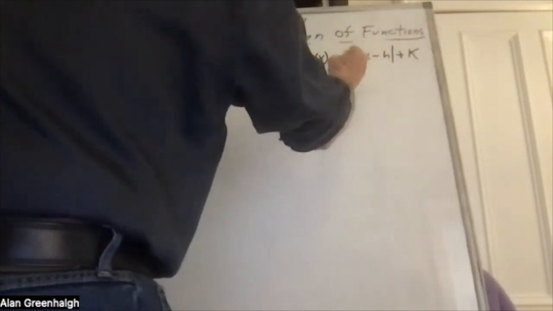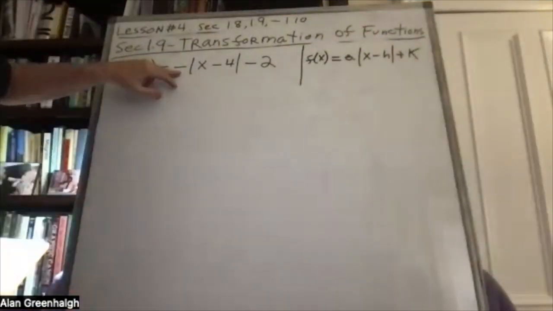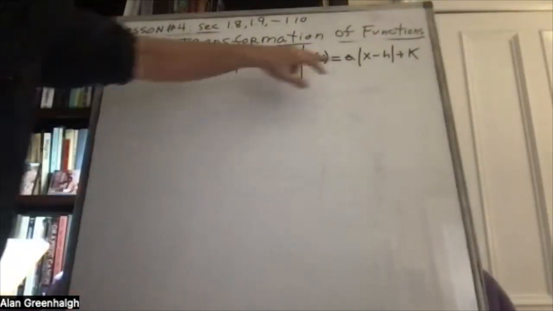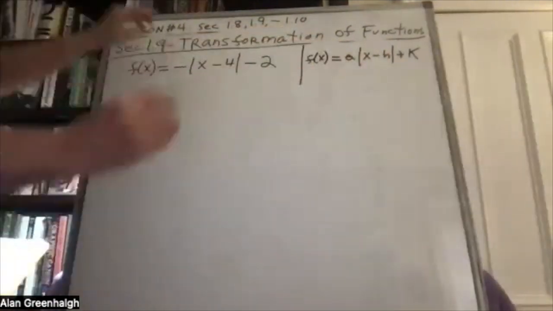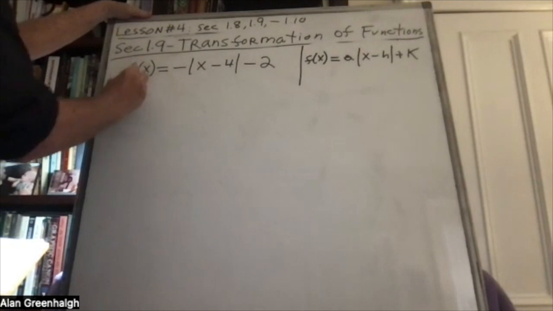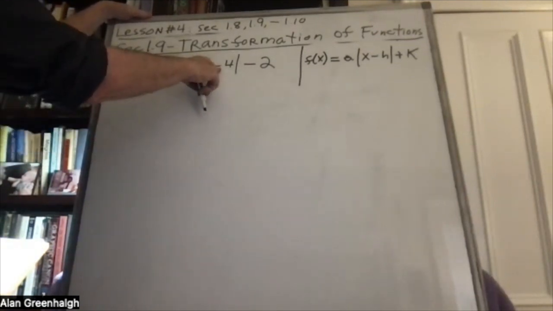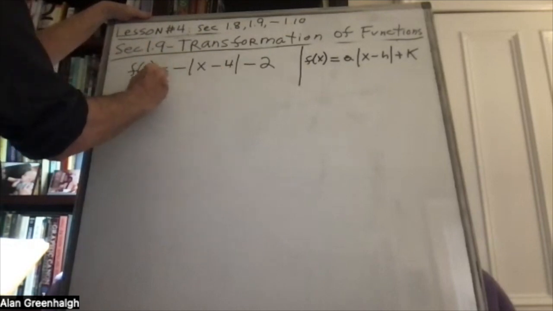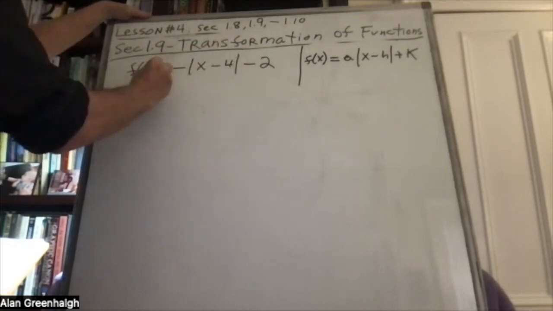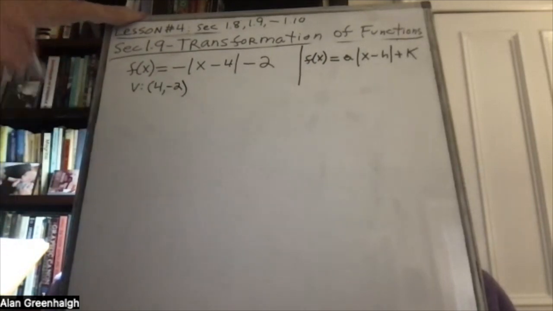And remember that, for now, A can be either positive or negative. (h, k) is the vertex. So the first thing we want to know is, what is the vertex? That's going to be the point. Remember, it's the opposite of -4, so that'll be +4, -2. That will be the starting point.